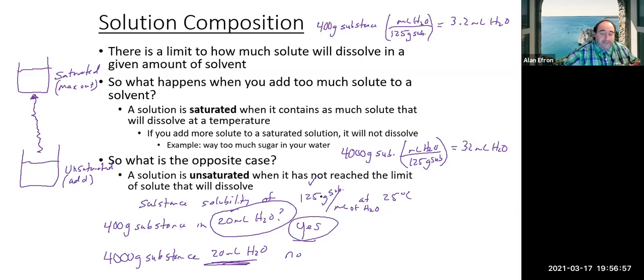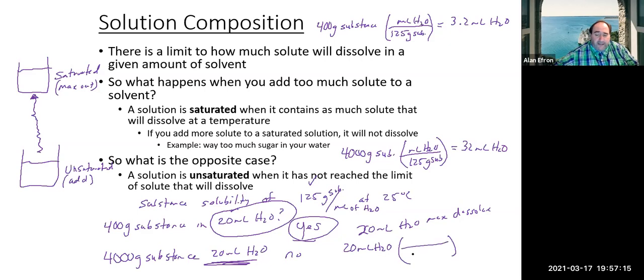You could do the opposite thing. Like if you had, say, 20 milliliters of water and you want to know the maximum you could dissolve in that, you could use the same sort of calculation. You could start with the 20 milliliters of water and use our little conversion that, again, I made up, which is a milliliter of water is 125 grams of this made up substance. That would tell you that you can maximally dissolve about 2,500 grams of this made up substance.